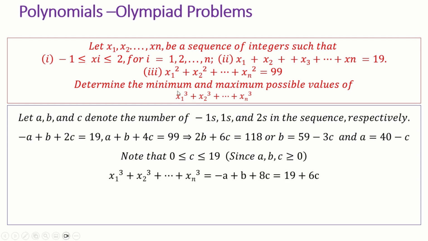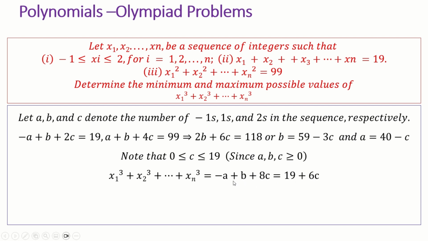Now we need to find out the range for the cubic equation, right? So the cubic expression is a(n−1)³, that is −a. b(n−1)³, that is b plus b. c(n−2)³, that is 8c. Okay, so the sum of these three is equal to 19 plus 6c.